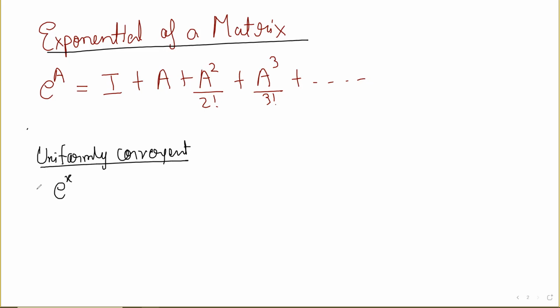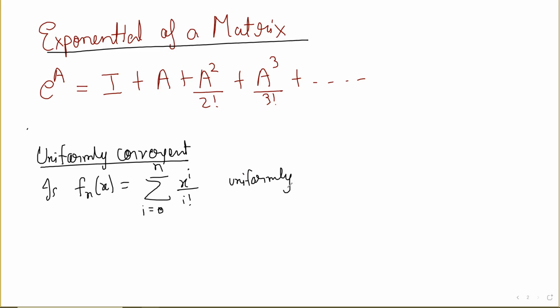So, e to the x, right? f(x) equals e to the x. So, if you look at the corresponding series, is that uniformly convergent on R? No, right? Is f_n(x) equal to x to the i by i factorial, right? So you should just take the one variable case, right? You are trying to figure out on what domain you should ask for uniform convergence, right? So is this uniformly convergent on R? Answer is no, of course.